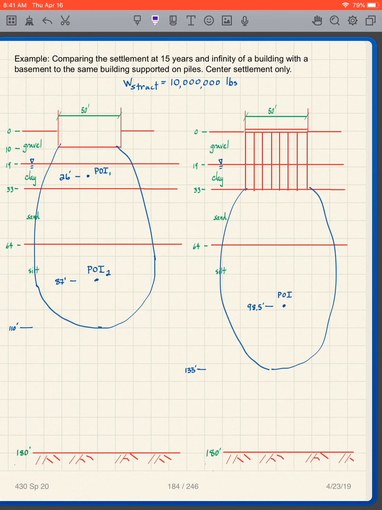problem we just worked. We have a building with a basement here, and what do I have? I've got a clay layer and a silt layer. And for the building on piles, we go past the clay, and we have the point of interest in the silt right there. So I want you to work this problem. And notice that the building's 50 feet. The structural weight is 10 million pounds.